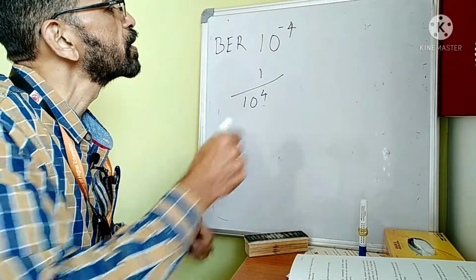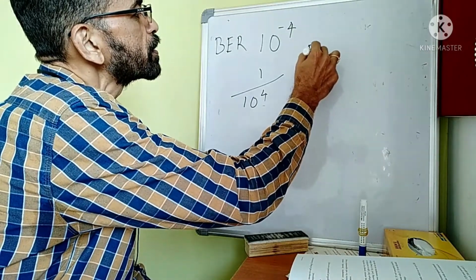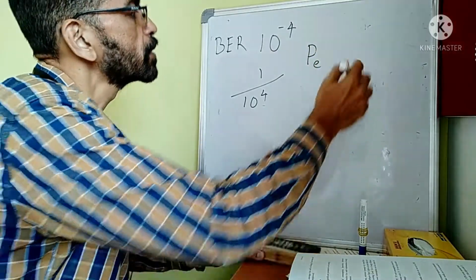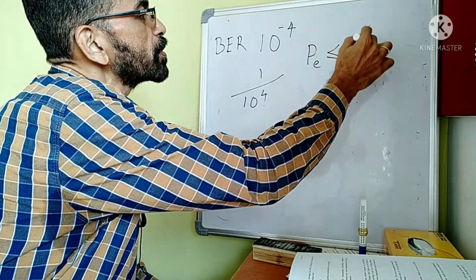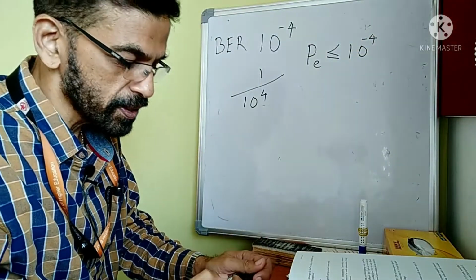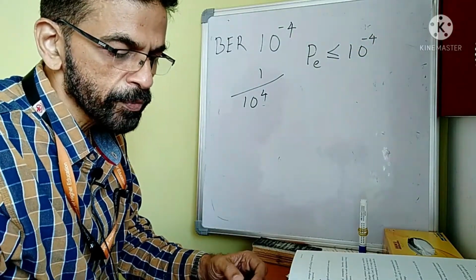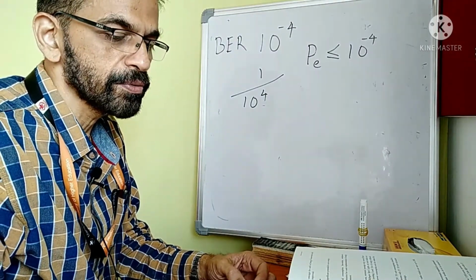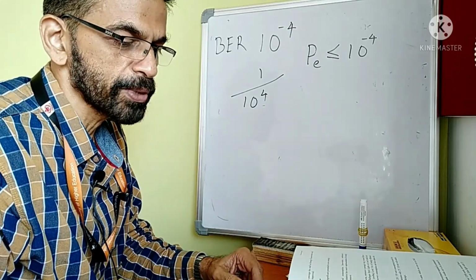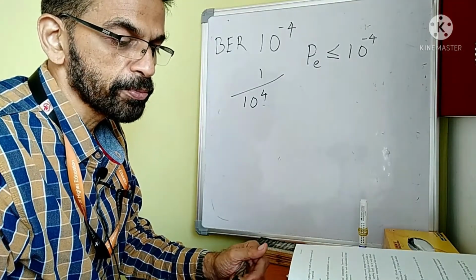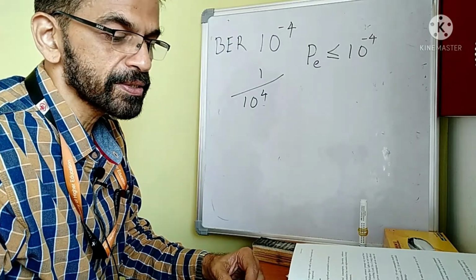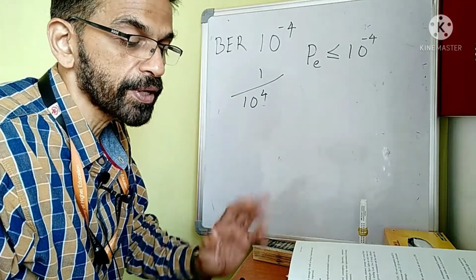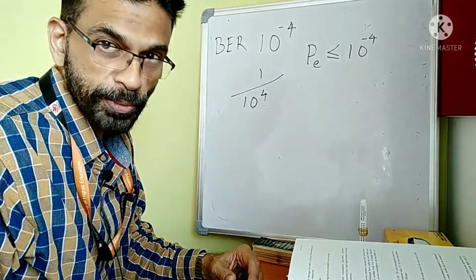And this means, of course, that the probability of error has to be less than or equal to 10 power minus 4. If it is better than that, that is, if it is less than that, then it's also well and good. So desired bit error rate is 10 power minus 4, 1 out of 10 power 4 bits on an average. If it can be less than that, then it's good enough. So we can say that the probability of error has to be less than or equal to 10 power minus 4.